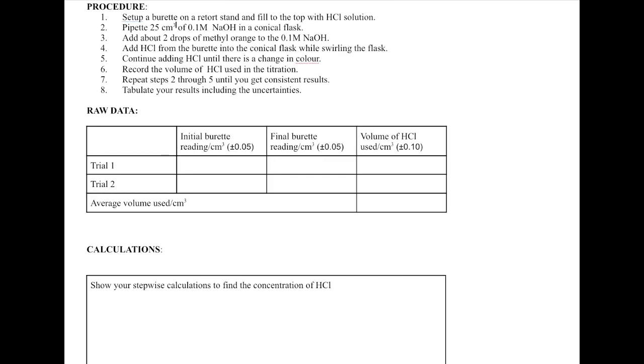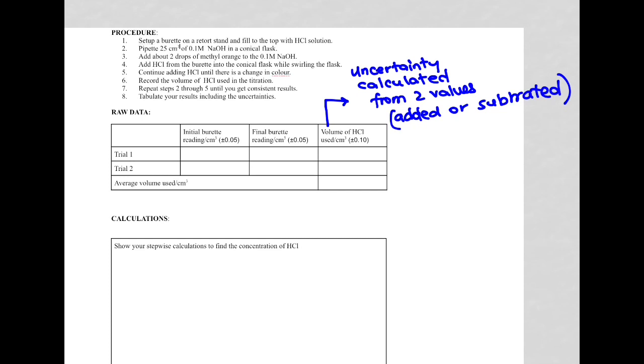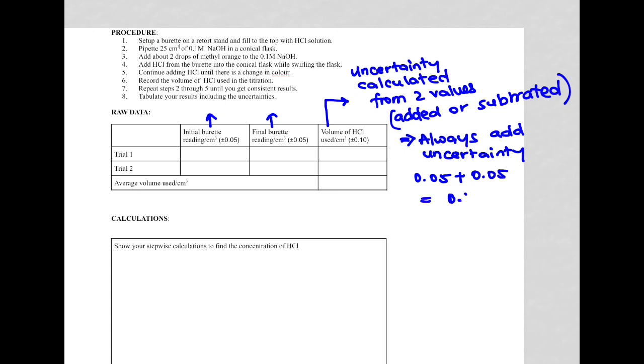And if you remember, when you have two values, whether the two values are being added or subtracted, uncertainty will always add. So this one has uncertainty 0.05 and this one has uncertainty 0.05. So they add up and they give you the uncertainty of 0.10. This is what we have here.